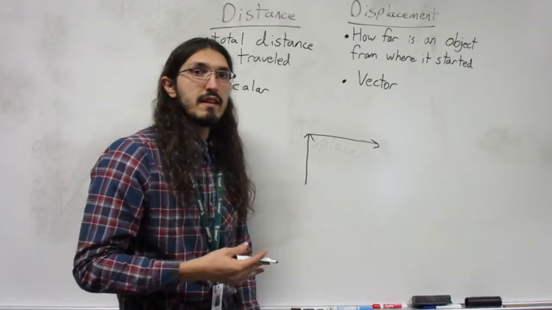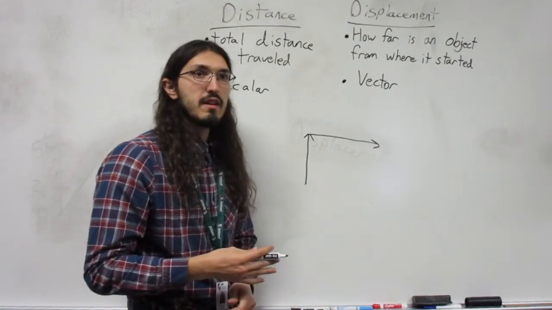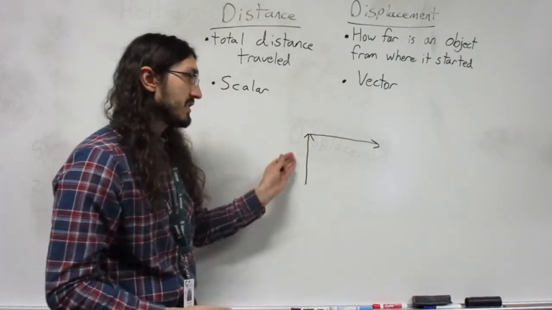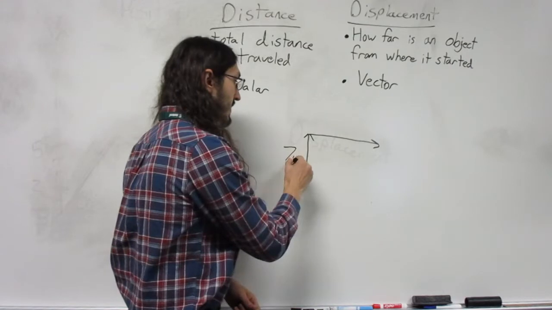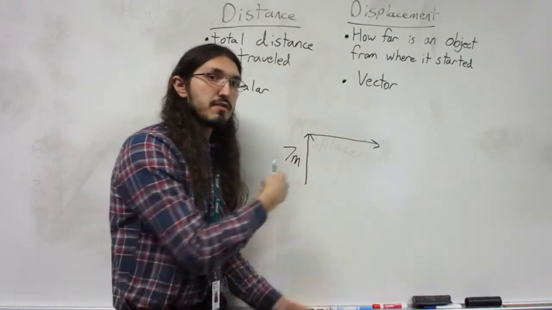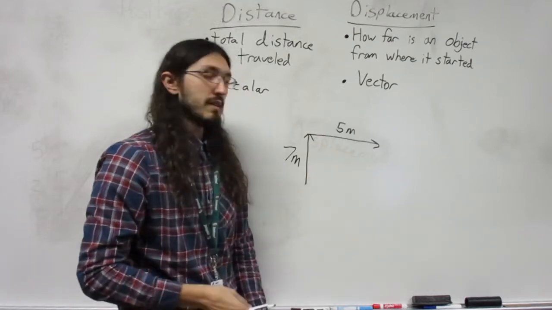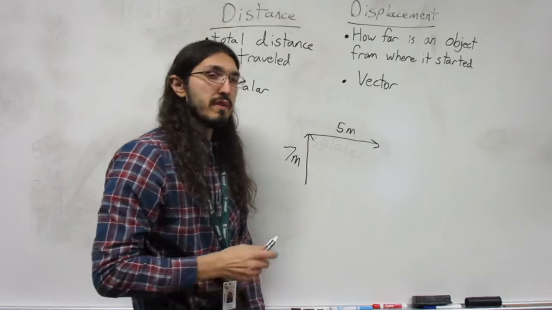For distance, it doesn't really care about direction, so the fact that we're in 2 dimensions now doesn't matter. I would just add up the distance traveled total. So if I initially traveled the distance of 7 meters, and then turned right, and then traveled the distance of 5 meters, then my total distance traveled would just be 7 plus 5 meters, which is 12 meters.